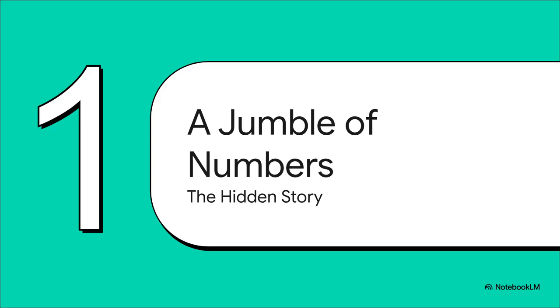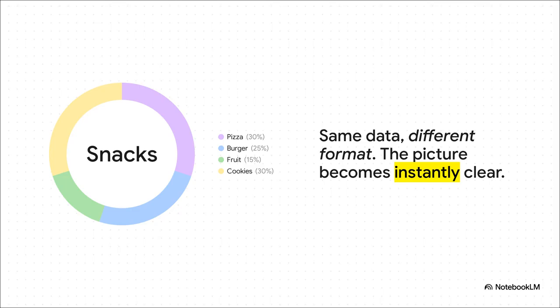And that's really the heart of the issue, isn't it? When you just have a raw list like this, it feels like a total jumble of numbers. The real story, the interesting part, is buried in there somewhere, but it's completely hidden from view. But watch what happens when we give those numbers a little makeover. Check this out. It's the exact same data, just in a new format, a percent bar graph.